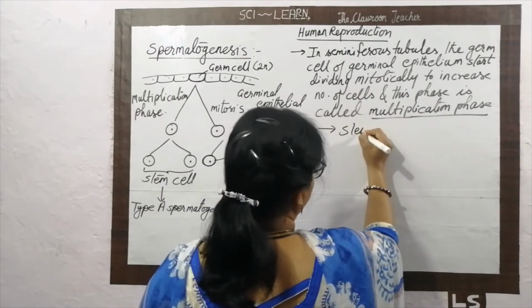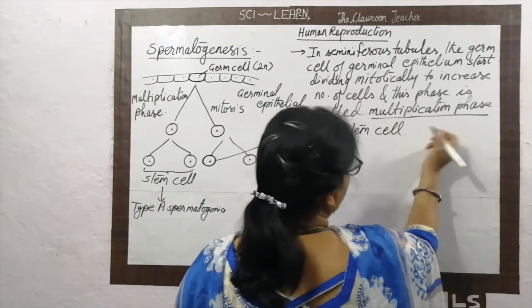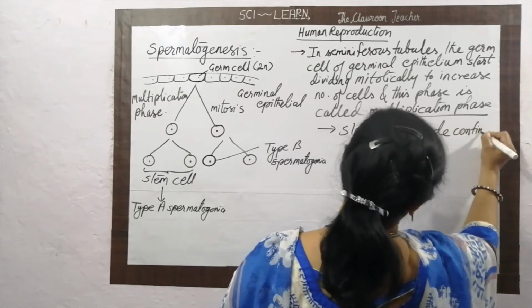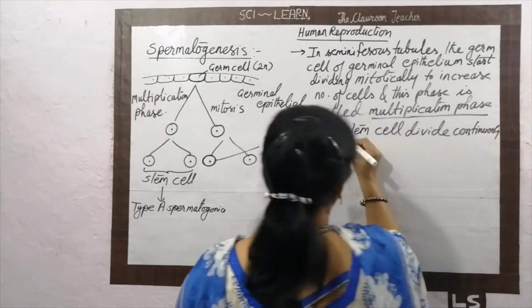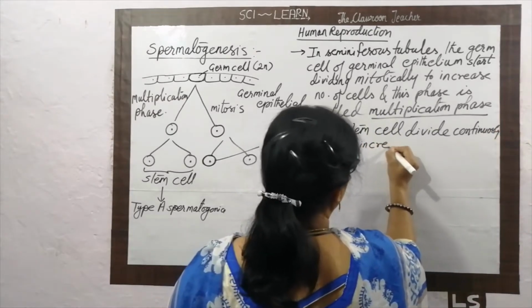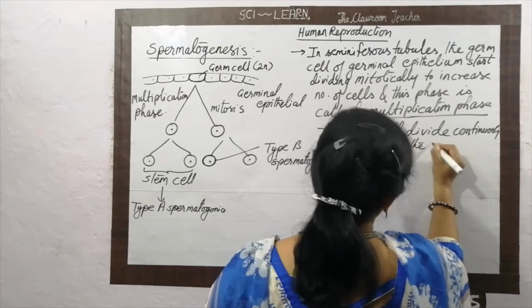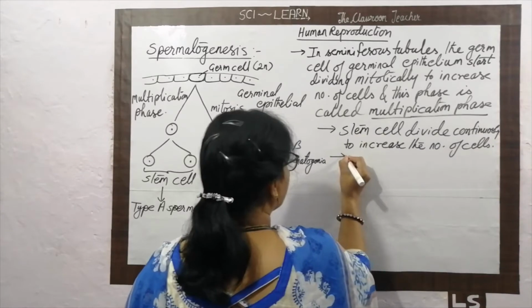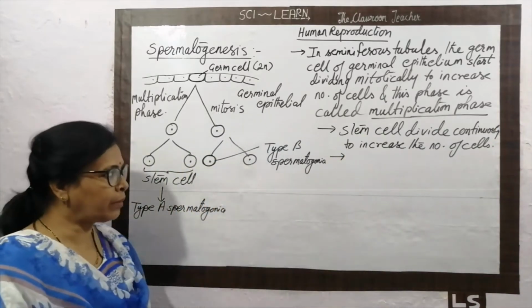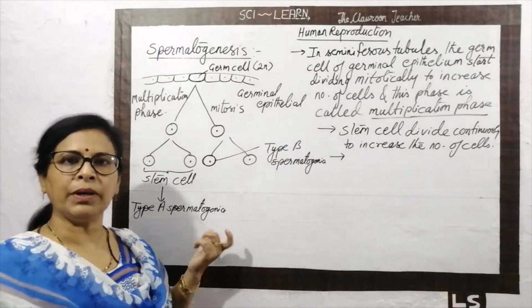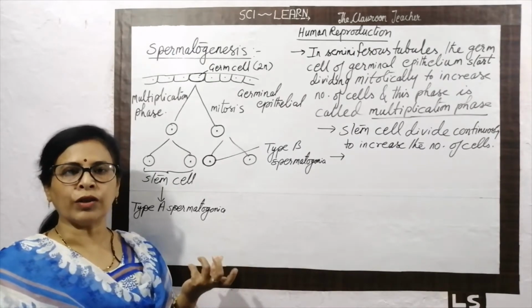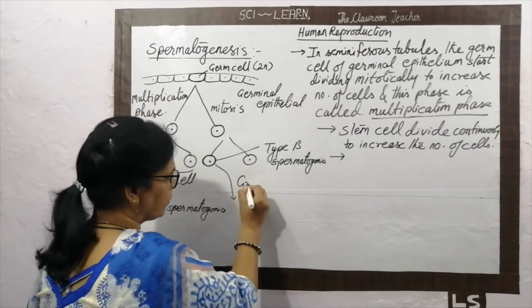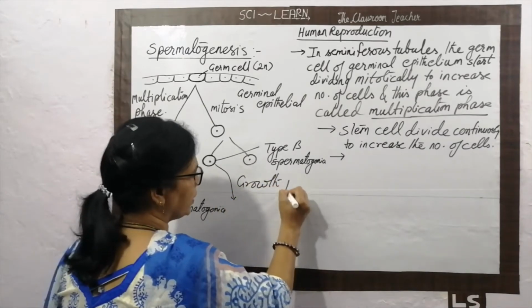Stem cells divide continuously to increase the number of cells. That is the role of the stem cell. Now what happens to the type B spermatogonia? This type B spermatogonia goes to the growth phase. It reaches the growth phase, the second phase.